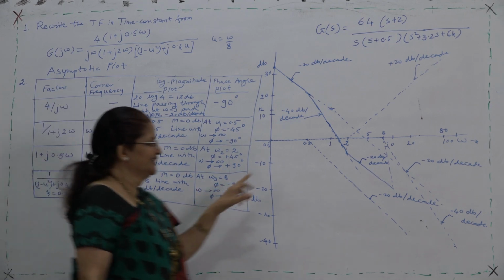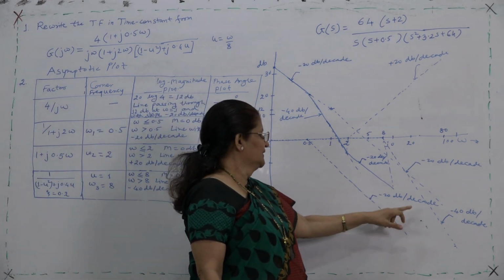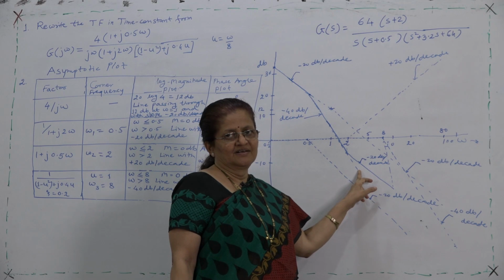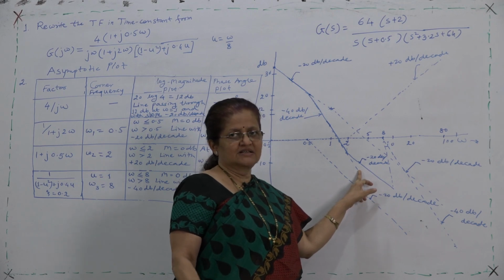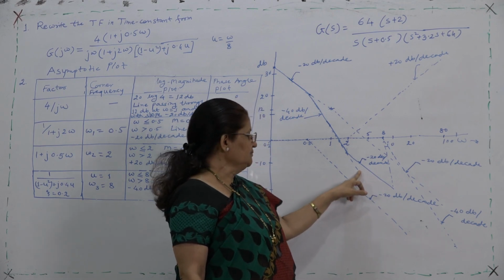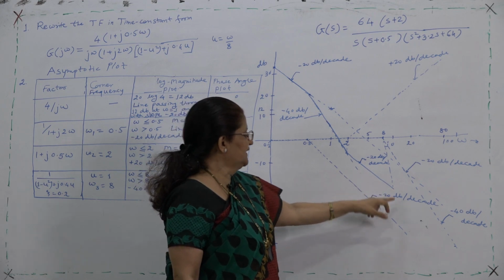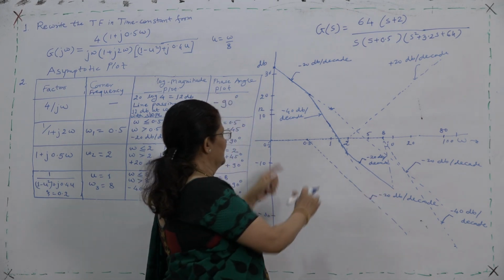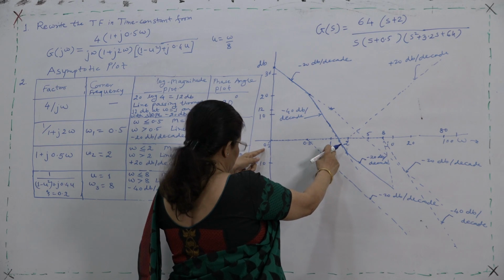So, minus 40 minus 20. So, how much will you get? Minus 60 dB per decade. How will you draw that line? Within 1 decade, I want minus 60 dB.